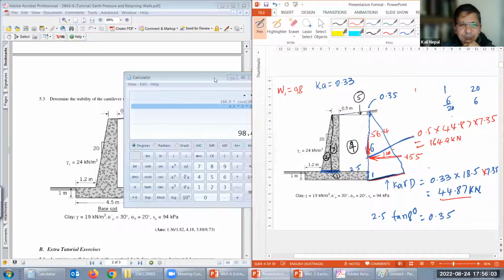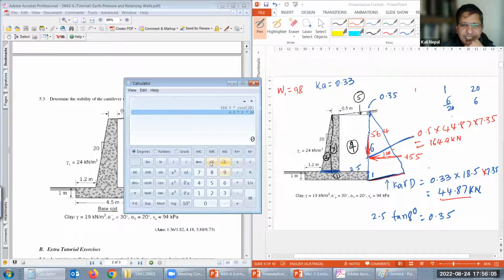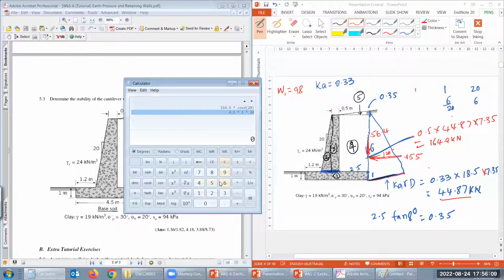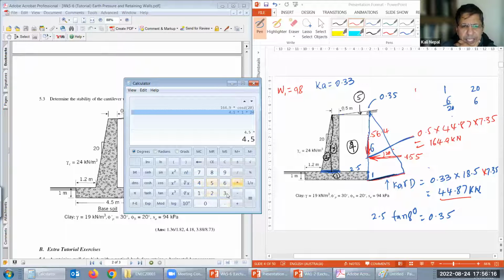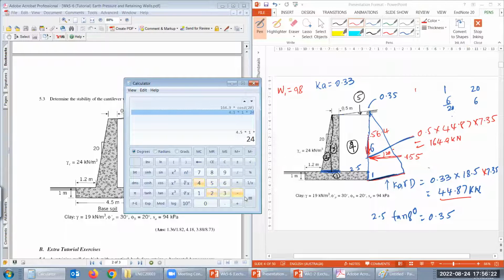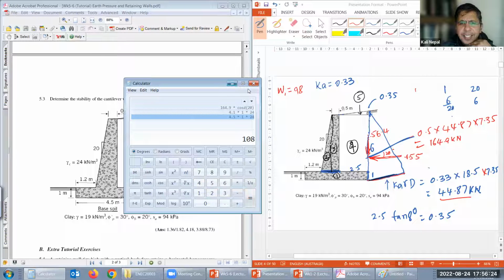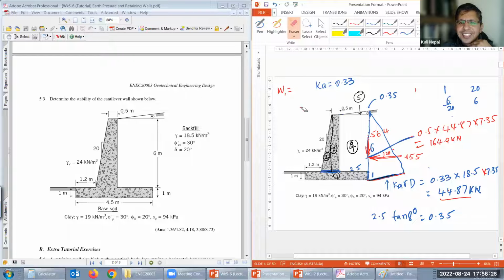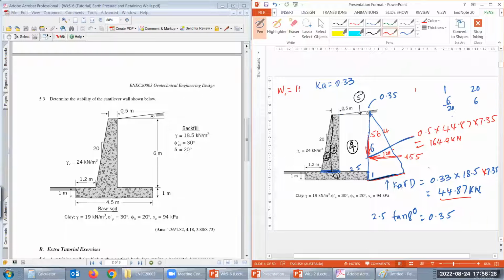I'm not writing units for the moment because there's too much space it covers. It's 4.5 times 1, because the depth is 1, times 24. So W1 equals 108.